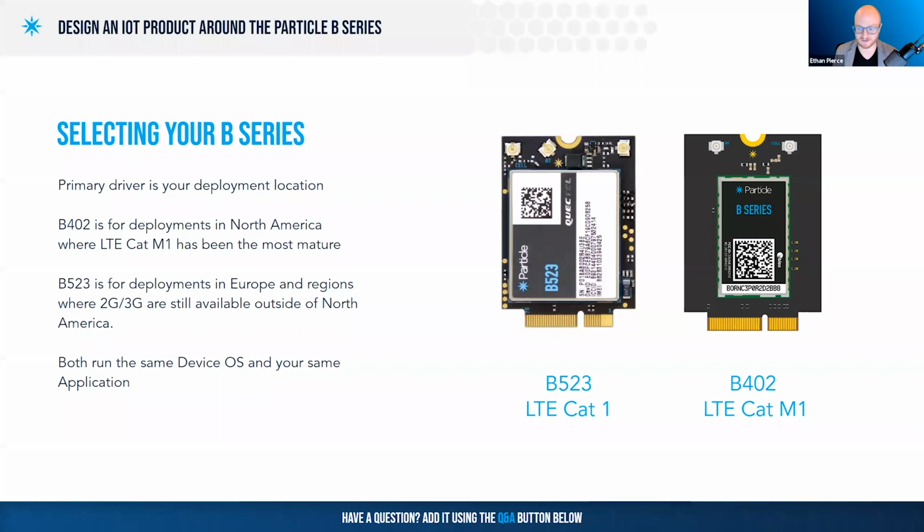The value on this is that you're running the same Particle Device OS and your own custom application firmware on the Particle device, and you're able to swap them out seamlessly and put the firmware onto a B523 for a European customer, and put your same application firmware onto a B402 for a North American customer.